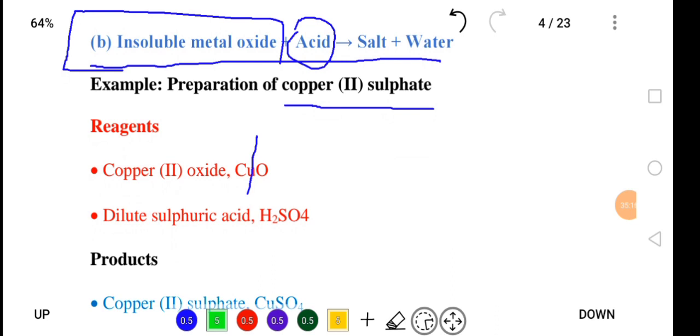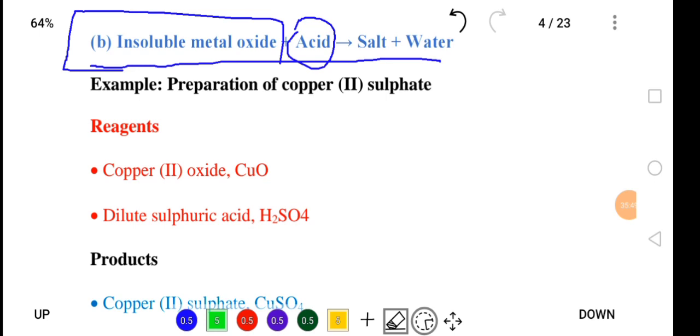Now, again here you need to be careful. The examiner may ask you a question. They may demand you to mention two possible reagents that can react to form or to prepare copper 2 sulfate. I want to explain because many of the times learners give wrong answers pertaining the same question.